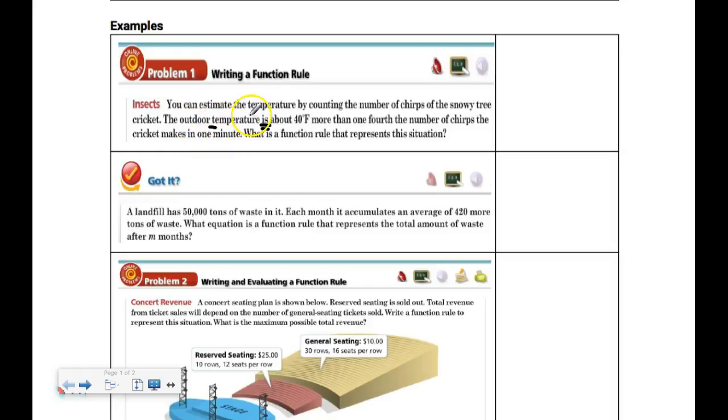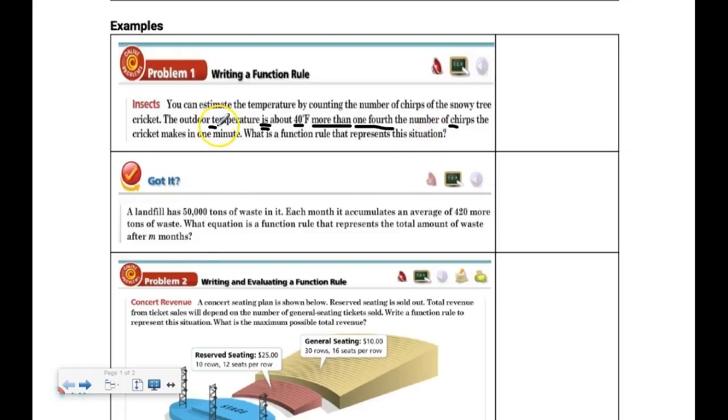At any rate, temperature is 40 more than. So here's a number, 40. More than would be a trigger for addition. 1/4 the number of chirps. Okay, so again I have the number 1/4. 1/4 the number of chirps. That would indicate some sort of multiplication taking place. 1/4 times the number of chirps that the cricket makes in 1 minute. So what is a function rule that represents this situation?